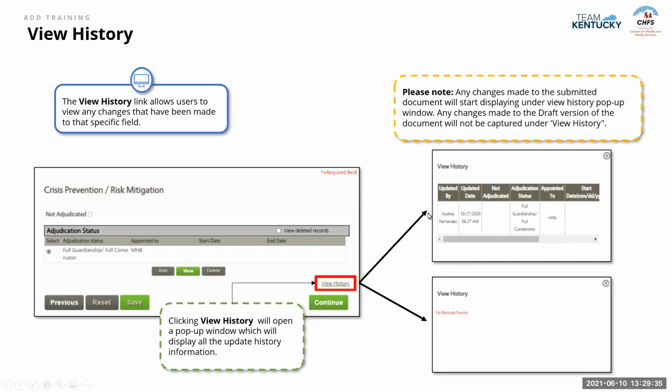So we've got 2 screenshots here. Just please note with these 2 what they represent. Any changes made to a submitted document is going to display under the view history pop-up window. So that top screenshot there has been any edits made to submitted documents. If you have not submitted a complete ADD document, then any changes made to that draft version are not going to be captured under the view history screen. So you can see that below that there are no records found, meaning that it's just a draft version and the final version of that document has not yet been submitted.